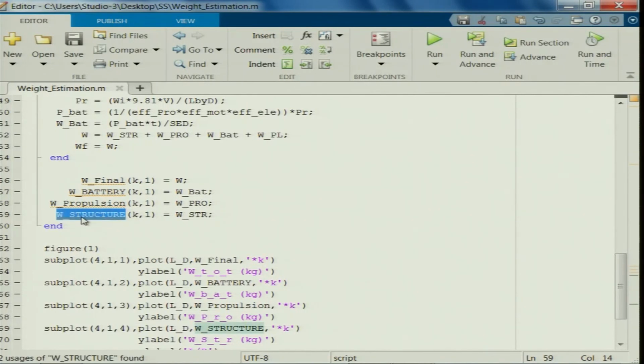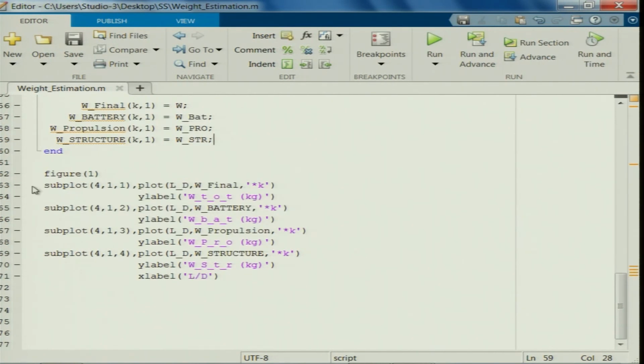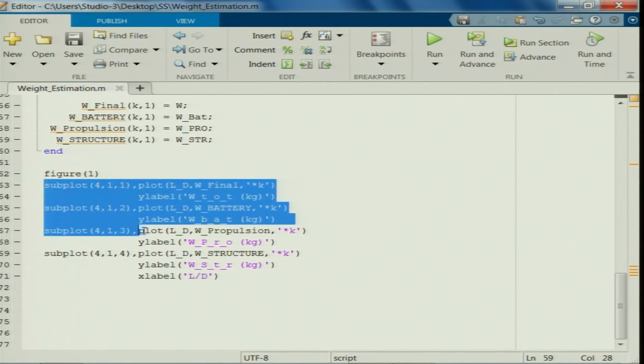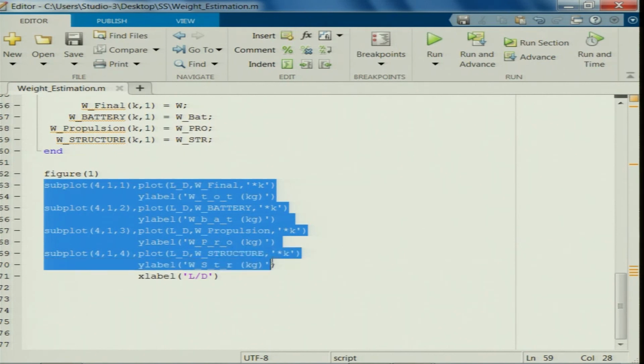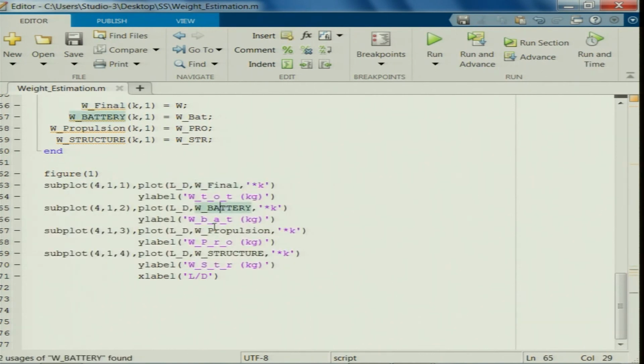So, another upgrade is that I would also like to plot this structural weight, how it is varying with L by D, right. And then I have made it as a subplot of 4 by 1, right. So there are 4 rows, which talk about these 4 subplots with final weight, battery weight, propulsion weight and structure weight varying with L by D here. So, let us figure out.